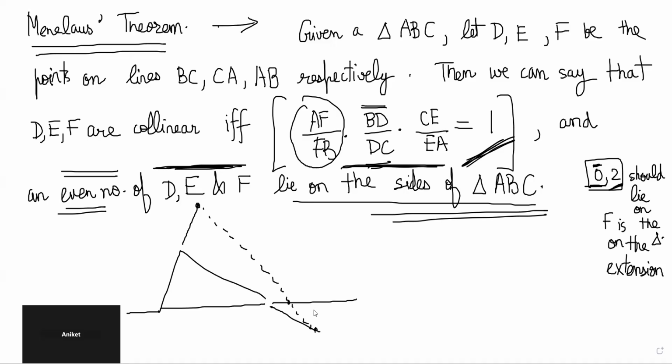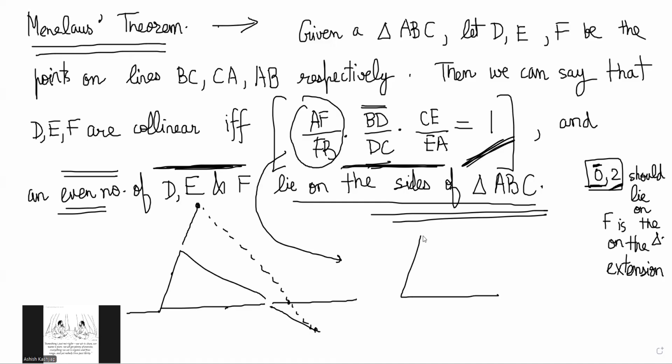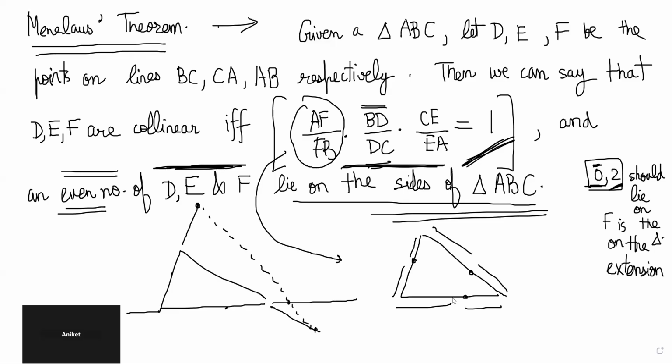These 3 points are collinear. But when you write the ratio, imagine everything to be inside and write the ratio like that. Do you understand what I'm saying? Because it is very confusing to write this ratio. You should always write it as if all 3 points are inside: AF by FB, BD by DC, CE by EA, right? But in reality, it could be outside.